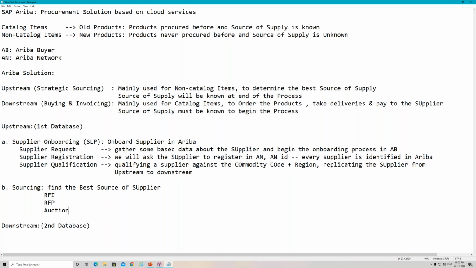Now auction. A lot of people basically think auction is a mandatory part of the process, and I will say to all of you, no. Auction means what? As a buying organization, you are thinking that you will buy 1,000 laptops for your employees, and you are thinking the expected price of the laptop should be somewhere around $1,500 each. Now what is happening is you are getting different quotations from different suppliers who are saying 1,800, 2,000.